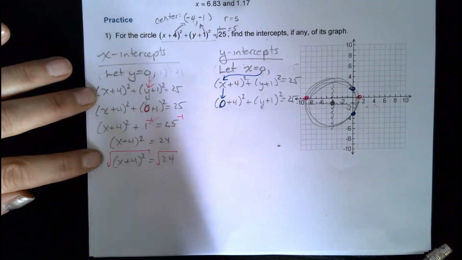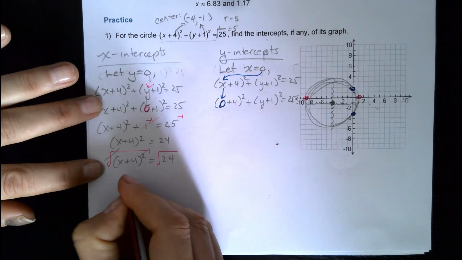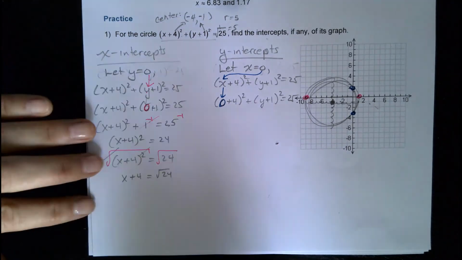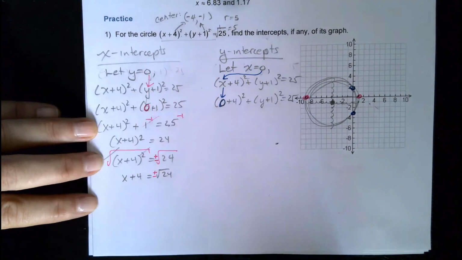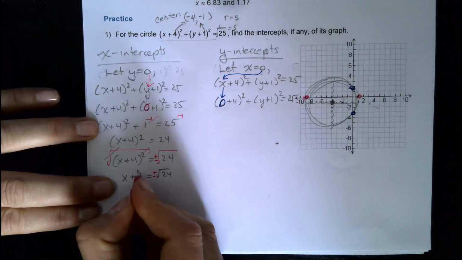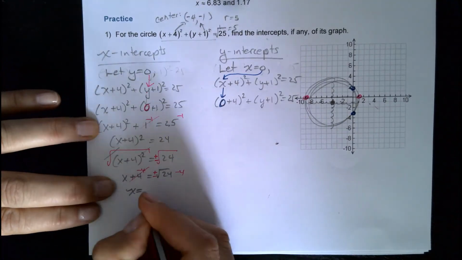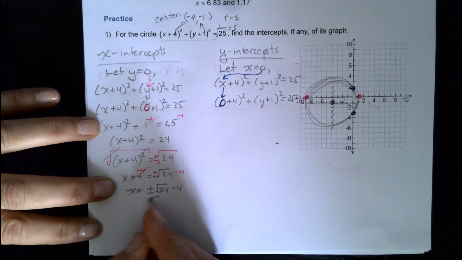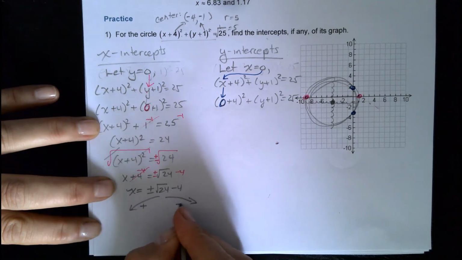And it's kind of like the opposite. This and this cancel each other out, and I'm left with x plus 4 equals root 24. But you have to be careful. You have to take the plus and the minus of the root 24. Now I want x to be by itself, so I'm going to take the 4 to the other side. So x is equal to the plus or minus of root 24 minus 4. So that means we really have two answers for x, the plus value and the minus value.